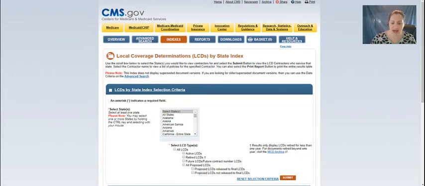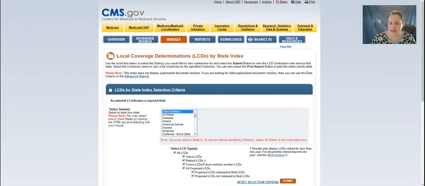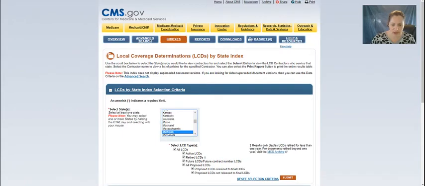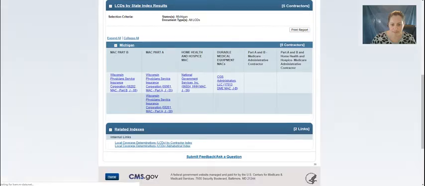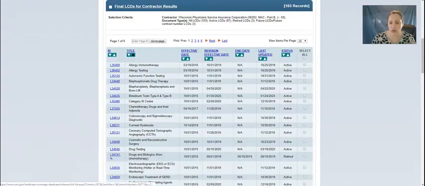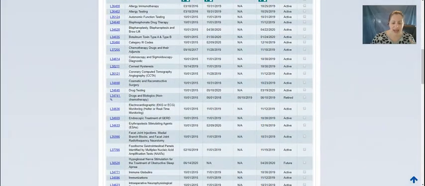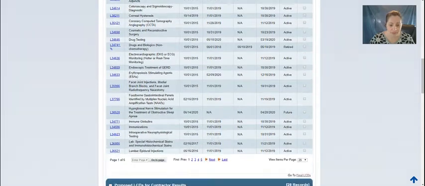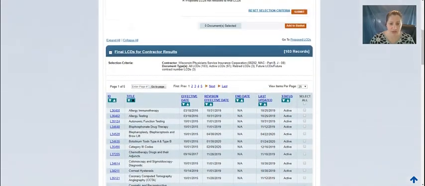So I'm just going to hit, I want to see all LCDs. I have to pick a state. So I'm in Michigan, so that's what I'm going to pick. And this is my Medicare administrative contractor, so that's who I want to see their LCDs, their local coverage determinations. And here's all the payment policies that are out there that I could look at. Okay? All of these different ones.